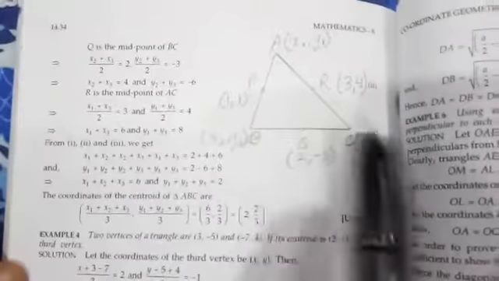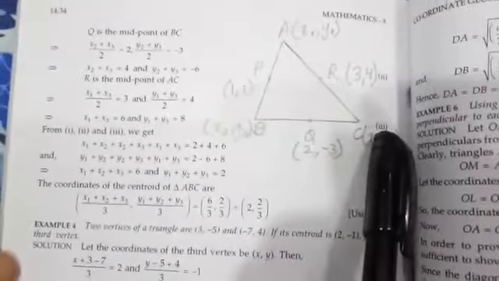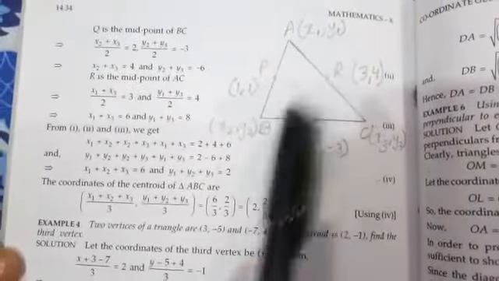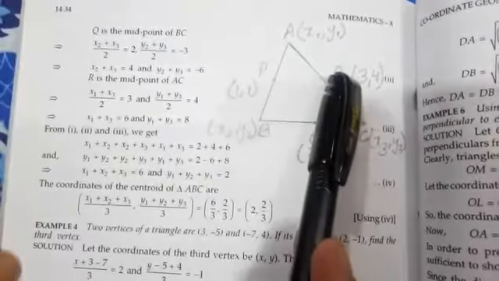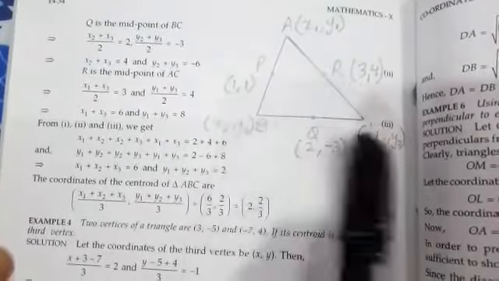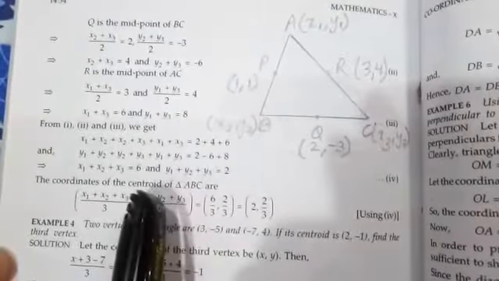Now we do not know the coordinates of the vertices A, B and C. So let's call them (x1, y1), (x2, y2) and (x3, y3). See, all this information is incorporated in a figure here. You can see the triangle ABC: A (x1, y1), B (x2, y2), C (x3, y3). P, Q and R are the midpoints of the sides AB, BC and AC respectively.